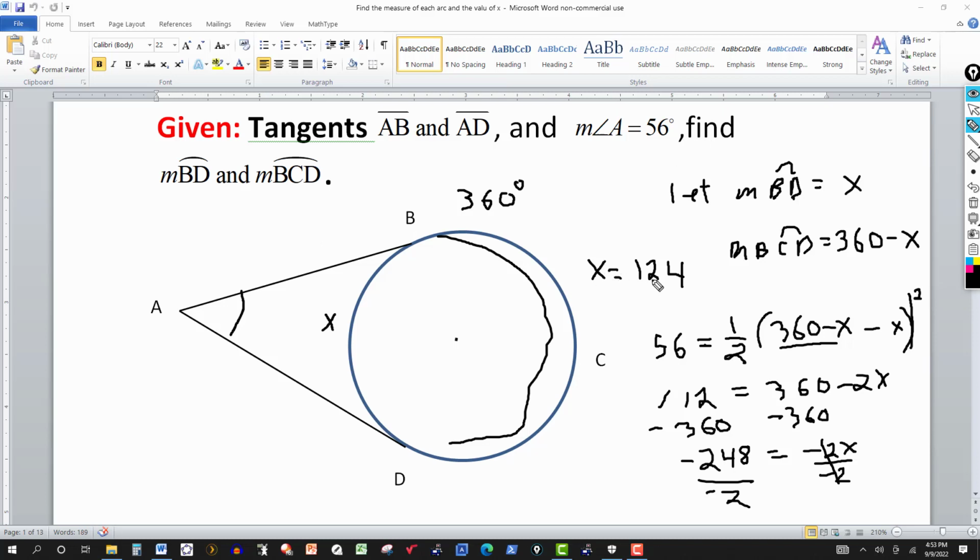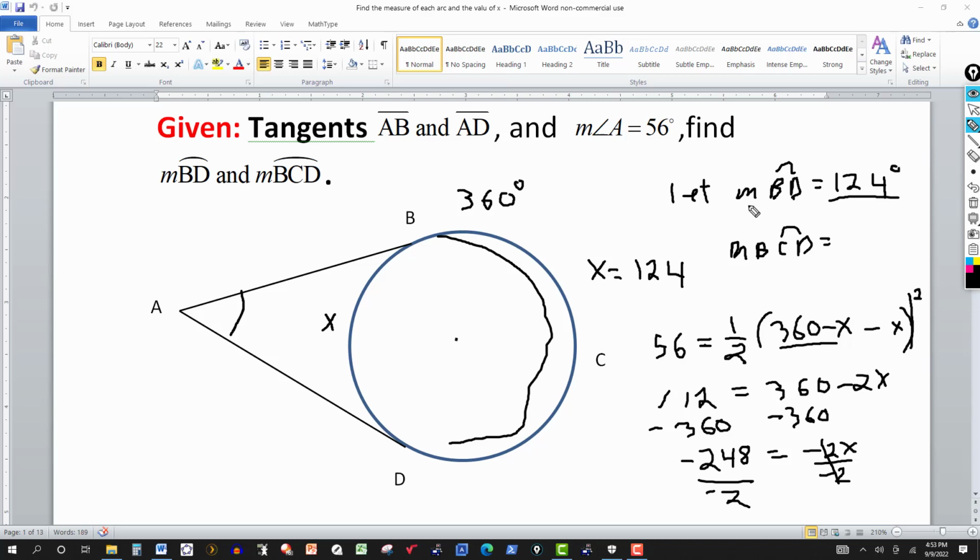Now if they told you to find X, that would be it. That would be your answer right there. But they want us to find the measure of BD and arc BCD. So instead of rewriting this, let me just do it here. So X, of course, is BD. So this then would be 124. And this is in degrees.